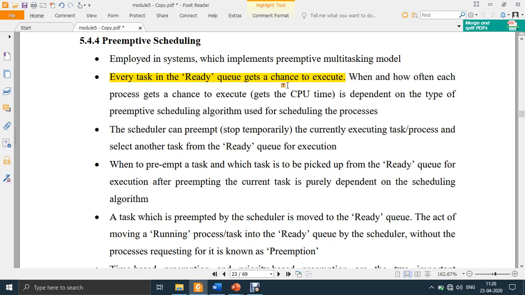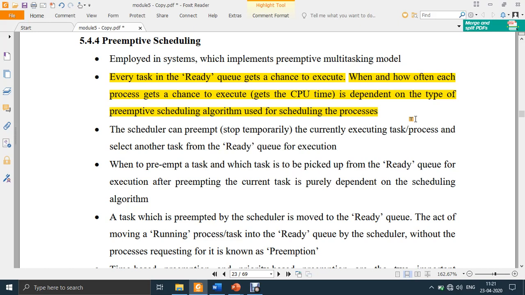Each process in the ready queue will get a chance to execute. When and how often each process gets its chance depends on the type of algorithm that is used. So out of 10 patients, who will get the chance and how much time will be given to him? For one consultation, let's say he may not be satisfied. He may want multiple consultations with the doctor. So once he gets the consultation, he may come and sit back in the queue so that he can wait for the second consultation.